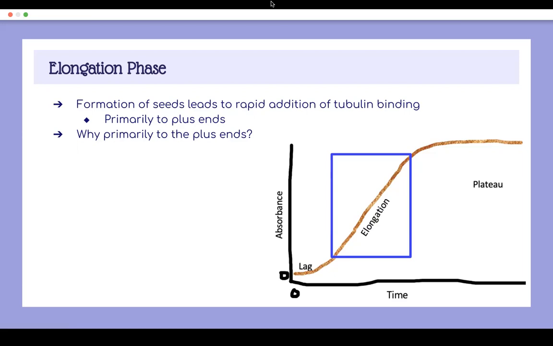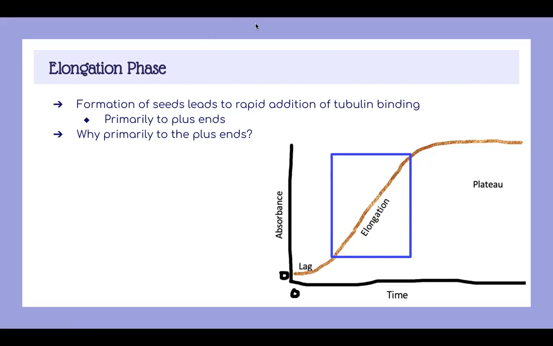And it happens primarily on the plus ends. I guess I touched upon this a little bit before, but do you know why it would mostly be on the plus ends rather than on both plus and minus ends? Well, because the minus end is embedded, and also the plus end has the exposed beta. Yes, so that's part of it.